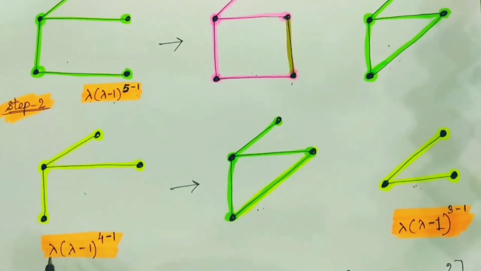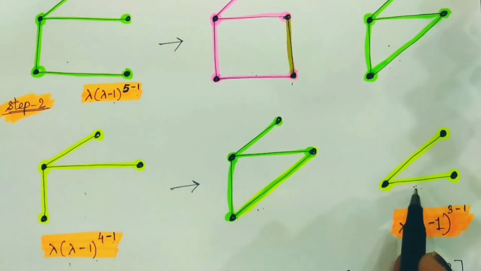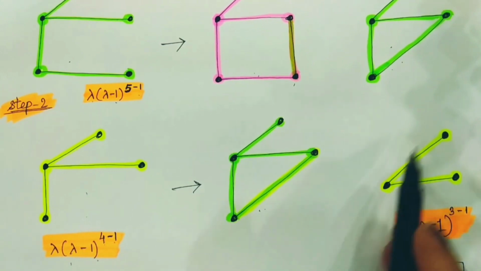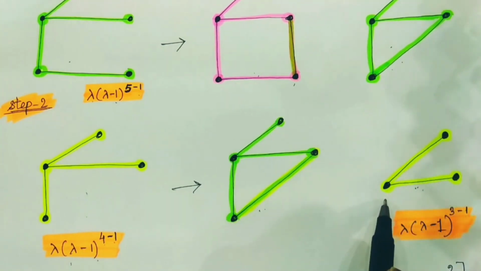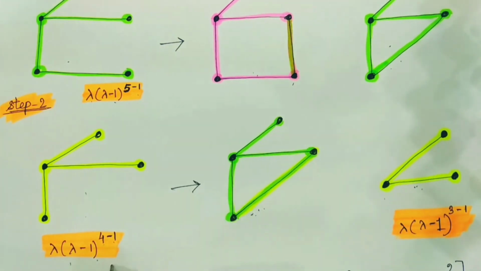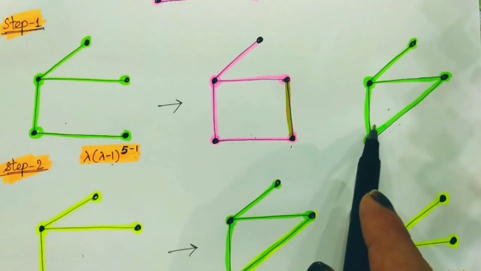So its chromatic polynomial is lambda into (lambda minus 1) to the power 4 minus 1, because there are a total of 4 vertices given. And its chromatic polynomial is lambda into (lambda minus 1) to the power 3 minus 1. 3 is the total number of vertices in this graph. So that we can find out the chromatic polynomial for this one, and that is this chromatic polynomial minus this one.